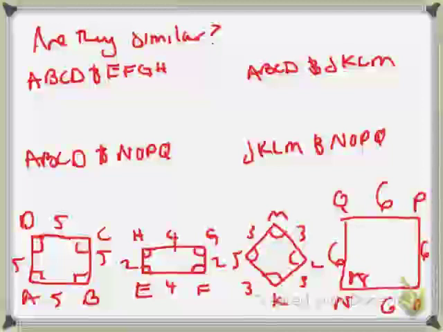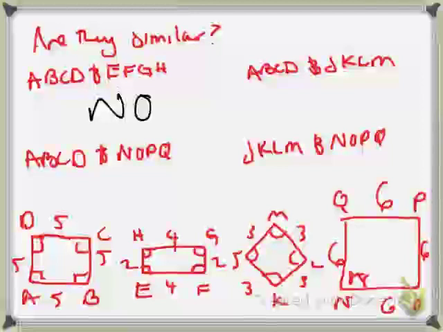A, B, C, D. Are the angles congruent when we match them all up? Yeah, they're all 90, so they all match with each other. Are the sides in the same proportion? No. If we compare the tops, we'd get a 5 to 4. If we compare the lefts, we'd get a 5 to 2. So the sides are not in matching ratios, so those 2 figures are not similar.